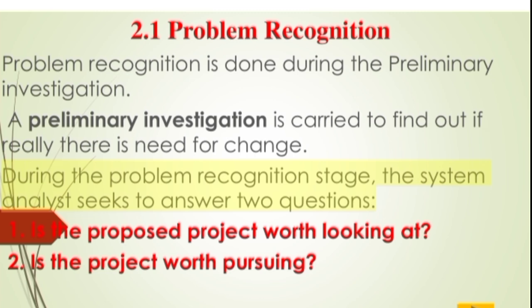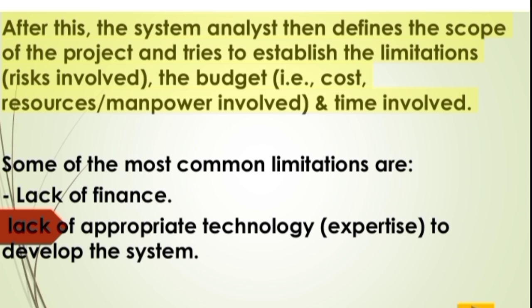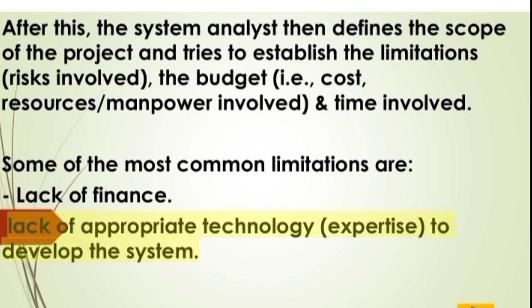During the problem recognition stage, the system analyst seeks to answer two questions. 1. Is the proposed project worth looking at? 2. Is the project worth pursuing? After this, the system analyst then defines the scope of the project and tries to establish the limitations, risks involved, the budget, i.e., cost, resources, manpower involved, and time involved. Some of the most common limitations are lack of finance and lack of appropriate technology expertise to develop the system.